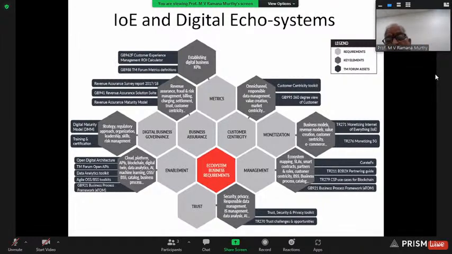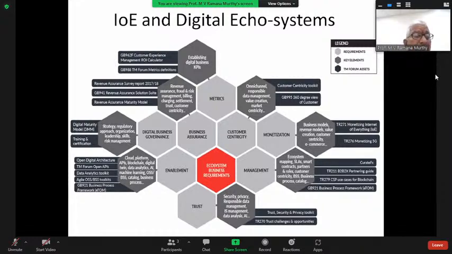centricity and ecosystems, and then you need to have management in order to have enablement, and to have enablement we have different types of environments. For example, you have application processes, and a cloud platform, and also blockchain and whatnot, digital.